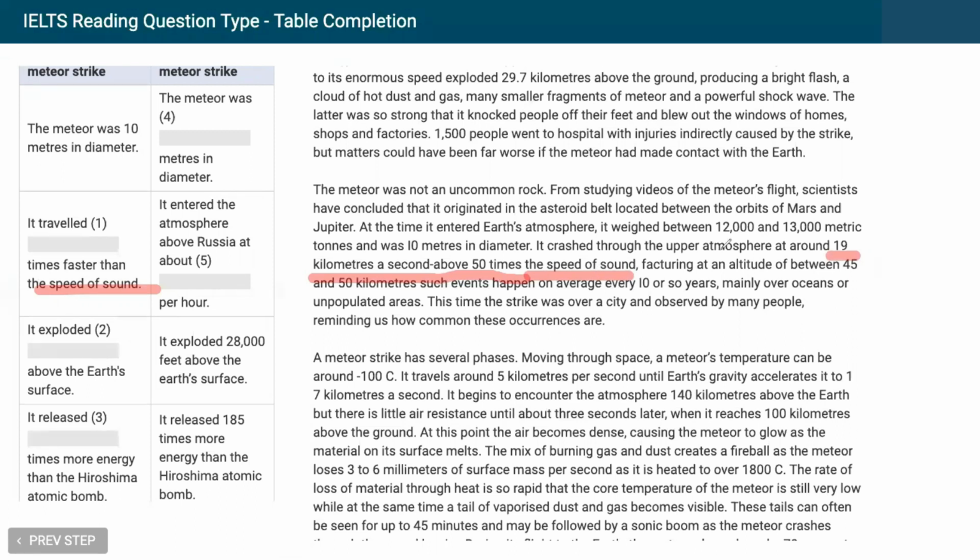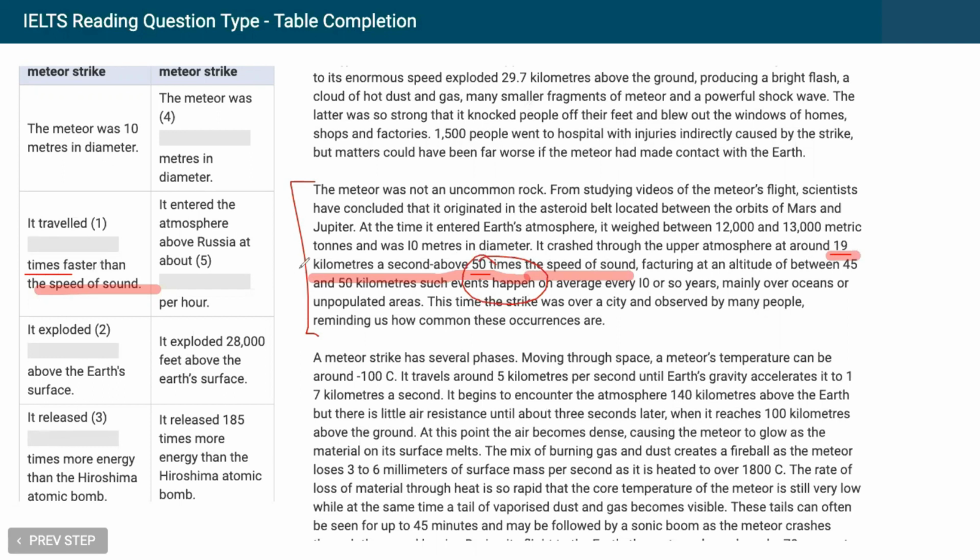So again, we see 19 and we see 50. And students might think, all right, I know we're in this area, but I'm not sure of the correct number. And that's where we have to look at these words. So times faster would be 50 because it says 50 times.